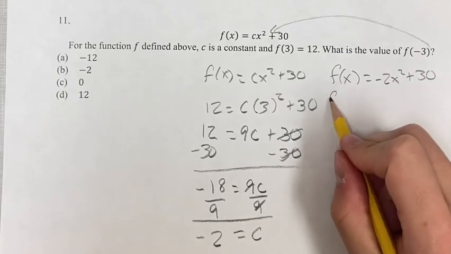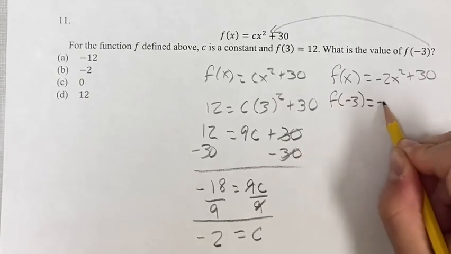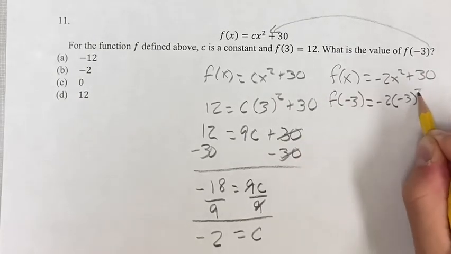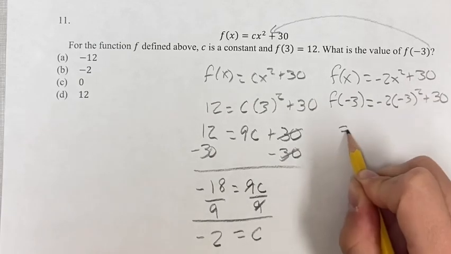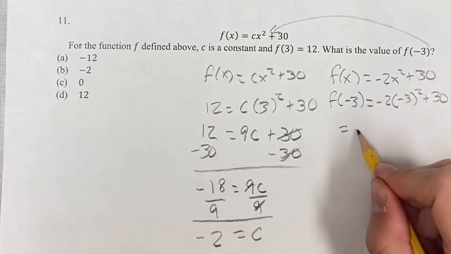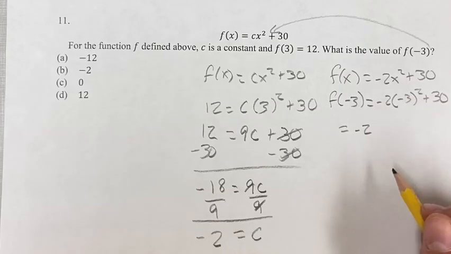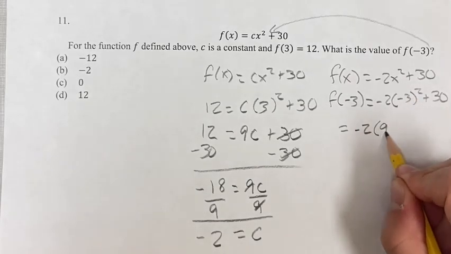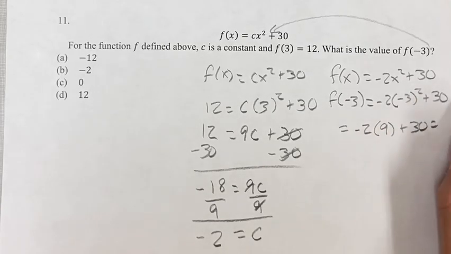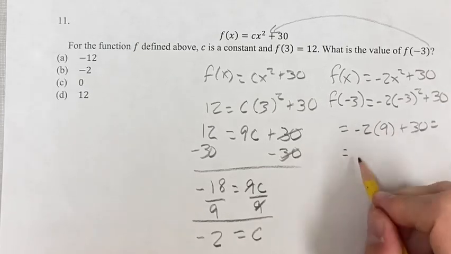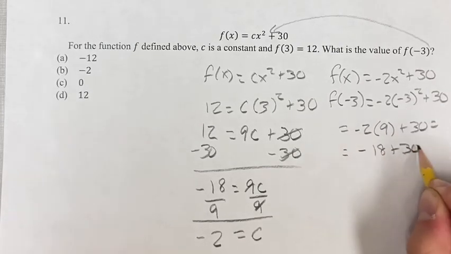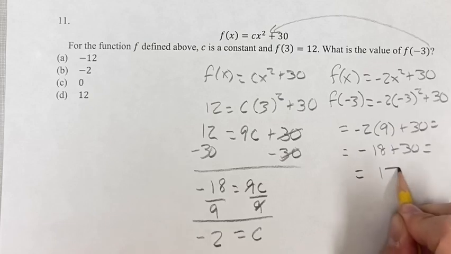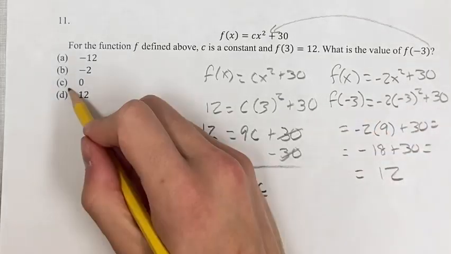We're then asked the value of f of negative 3, which is negative 2 times negative 3 squared, plugging in negative 3, plus 30, which is equal to negative 2 times 9, since negative 3 squared is 9, plus 30. Negative 2 times 9 is negative 18 plus 30, and negative 18 plus 30 is 12. So f of negative 3 is 12. D is your final answer.